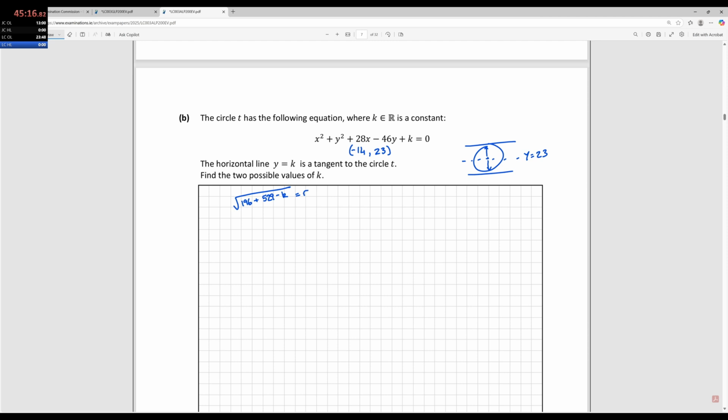And then we can say that 23, it could be plus or minus. Oh yeah, okay, that makes sense. 23 plus or minus the radius. No, am I? That'd be the radius. We know it's 23. 23 plus the radius has to give us k. I think that's a legit statement to make.